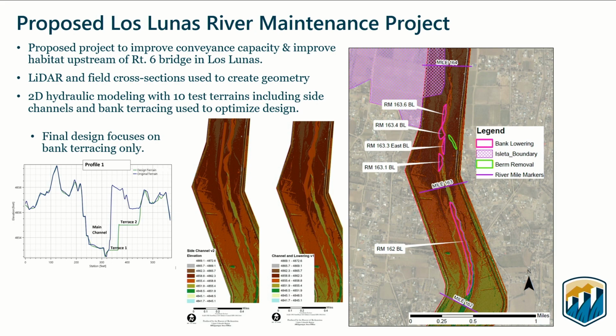It's a project to improve both the conveyance capacity and the habitat, and I'll show you what that looks like in a second. We used LiDAR and field cross sections to create an existing terrain geometry, and then we built a 2D model with that existing terrain to see when overbanking was occurring, when water was getting onto the levees, etc. And then we did about 10 different test terrains.